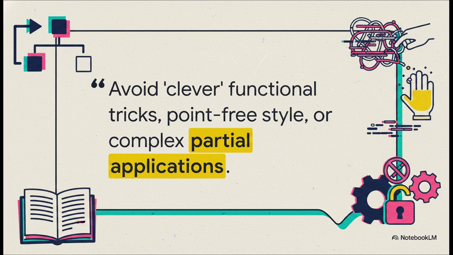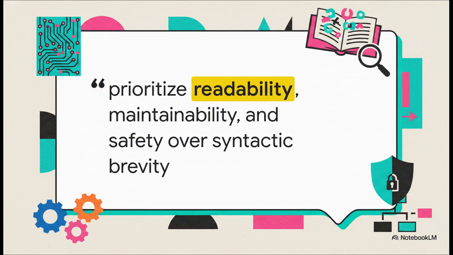By explicitly laying out these constraints up front, you are actively preventing the AI from showing off its ability to write obfuscated, mathematically dense code, and you're forcing it to write code a human can actually maintain. Then we have the second template, which is the Ada philosophy prompt. This one is absolutely brilliant for long-term project goals. It frames the request around prioritizing readability, maintainability, and safety over syntactic brevity.